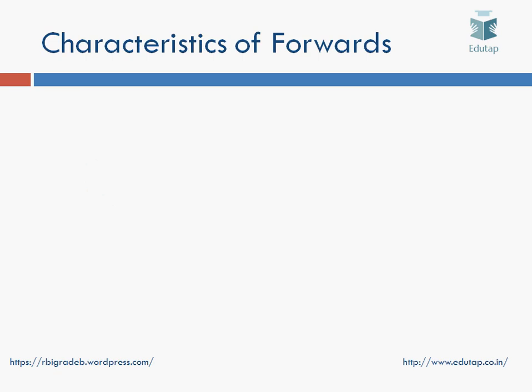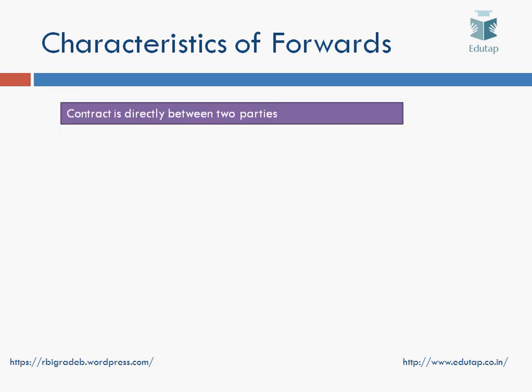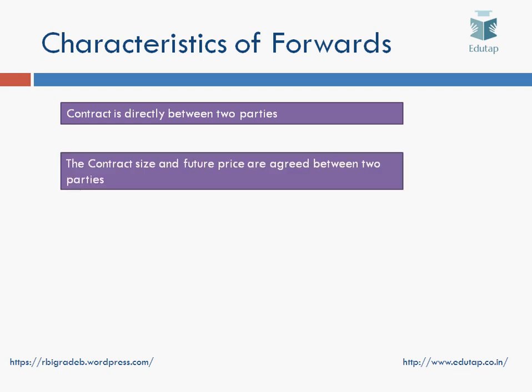Now the characteristics of forwards which we discussed in our video on forwards are: firstly, they are a contract directly between two parties, there is no third party involved. The contract size, that is 100 shares of Reliance, and the future price, that is 105, are agreed between the two parties directly. So as per their convenience, their thinking, their need, they would agree upon the contract size and the future price.